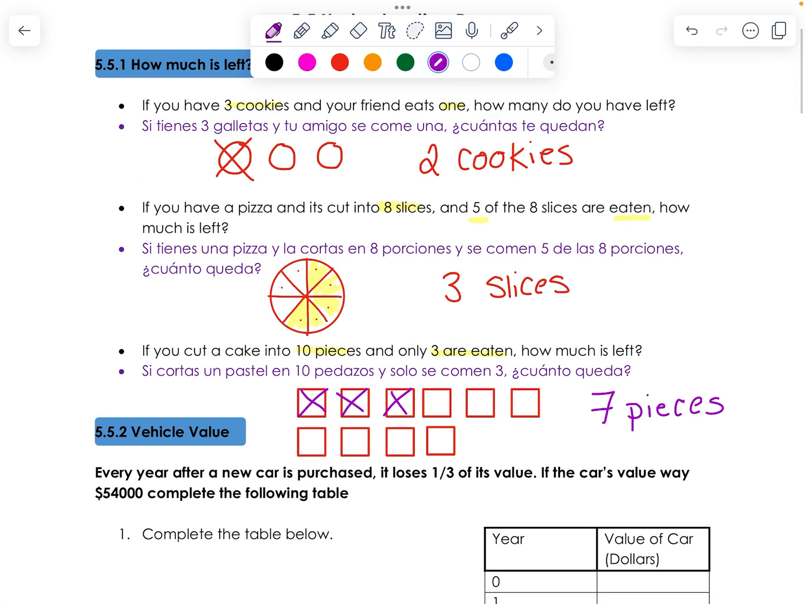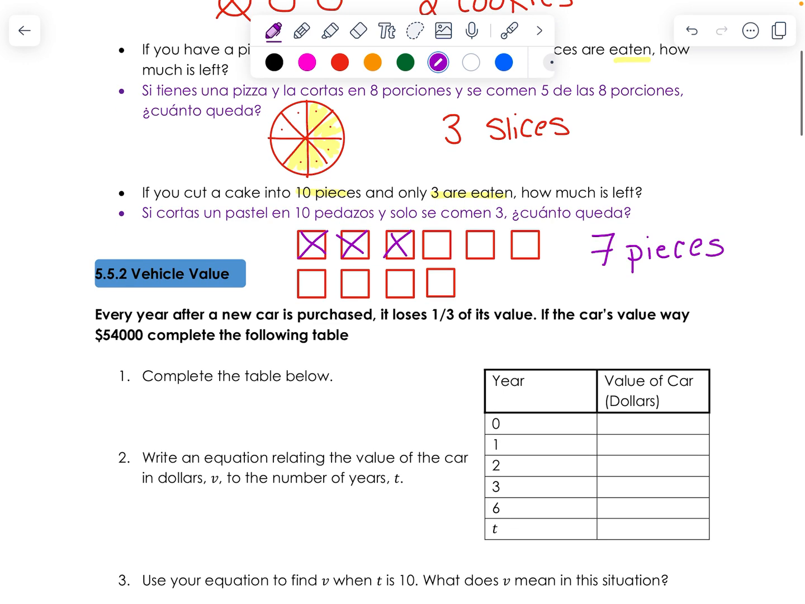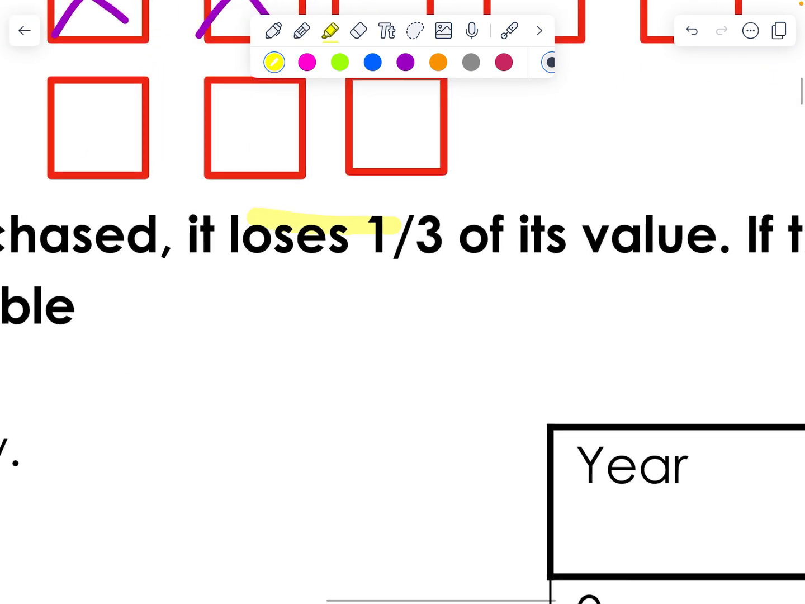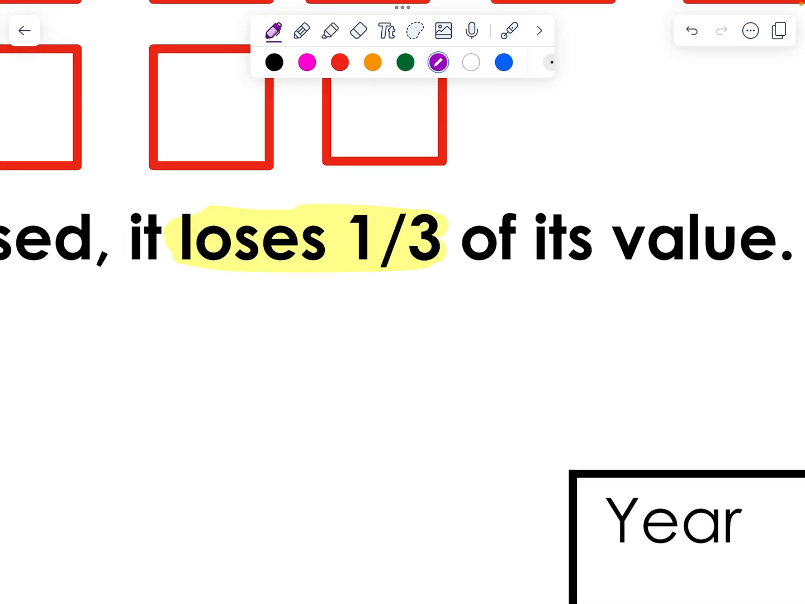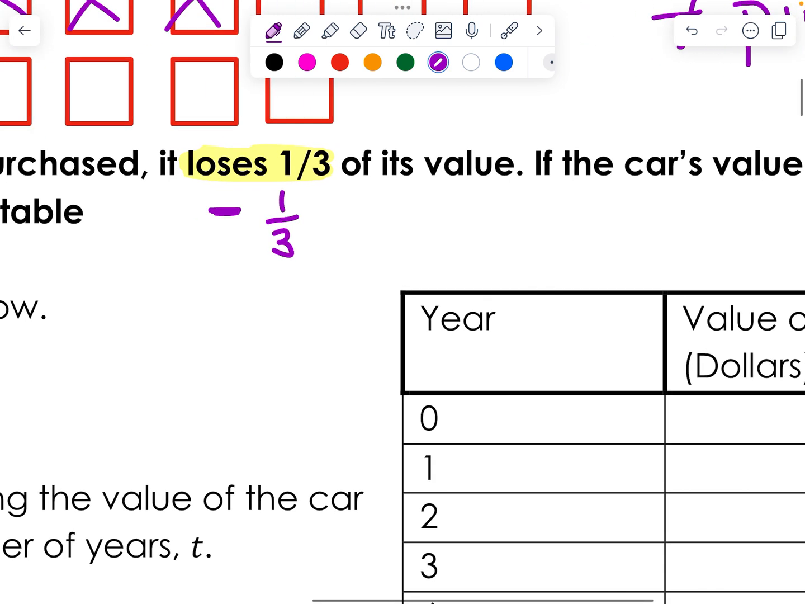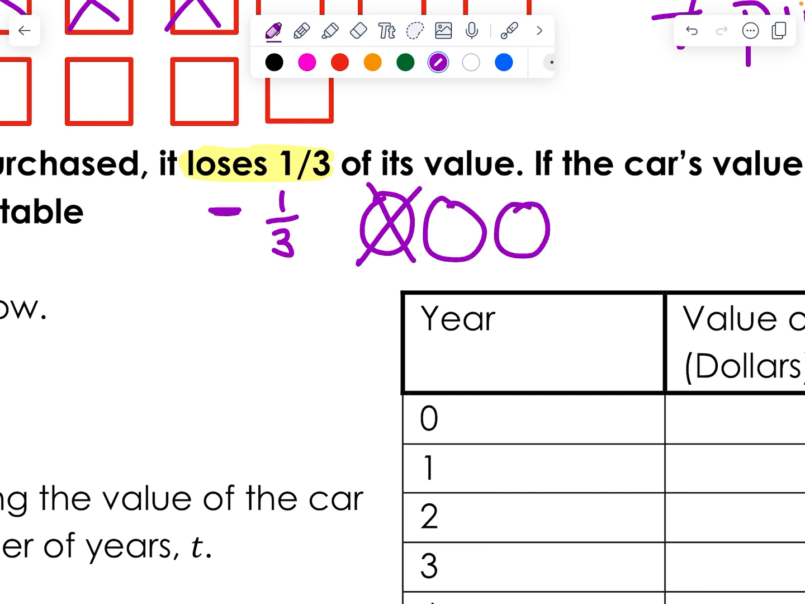So we're going to use this idea of how much is left for this lesson. Okay, so let's look at the next activity. It says that every year after a new car is purchased, it loses 1/3 of its value. So loses means we are subtracting 1/3 from the original value. So if you think about this as our 3 cookies and we lose 1 of them, how much do we have left? 2 cookies.